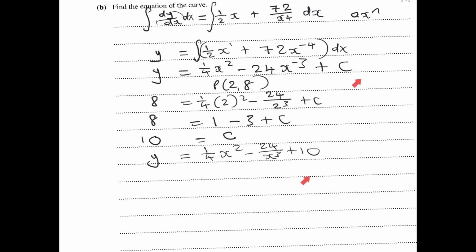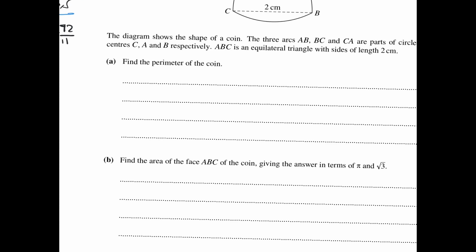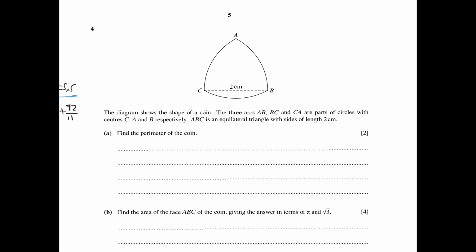All right, now moving on to the next question, which is question 4. I'm sure you can see that just by looking at what we are having here, we are being asked to get the perimeter of that shape and of course the area. That is actually falling under the topic of circular measure. Okay, so let's look at what we are having here.